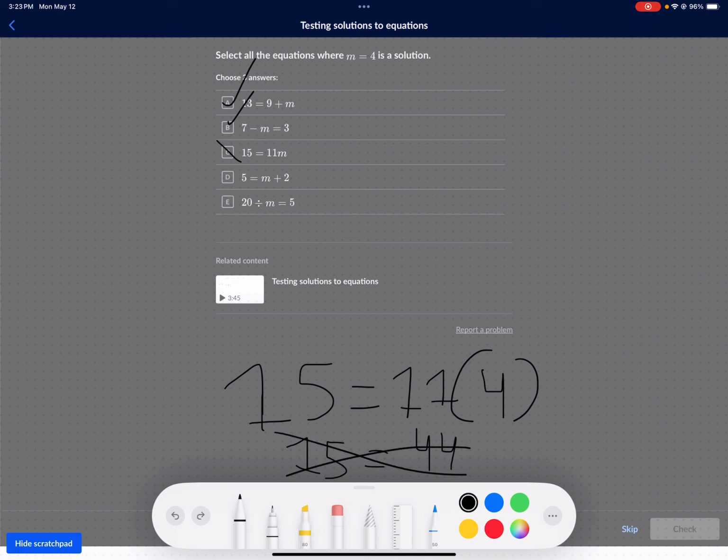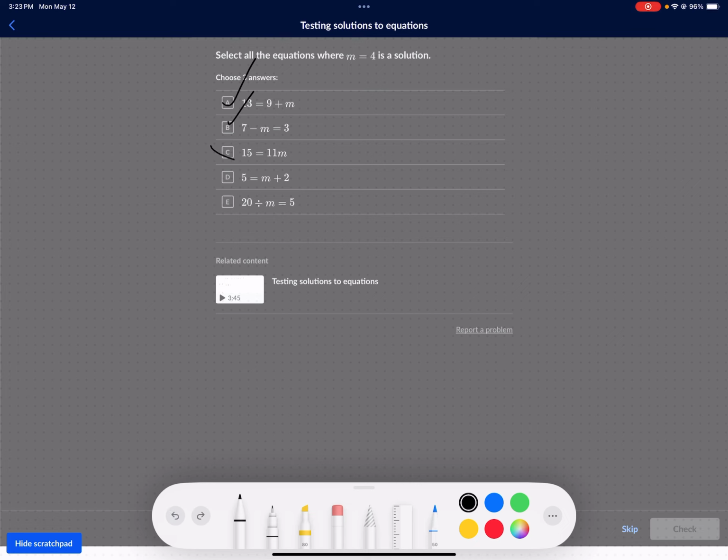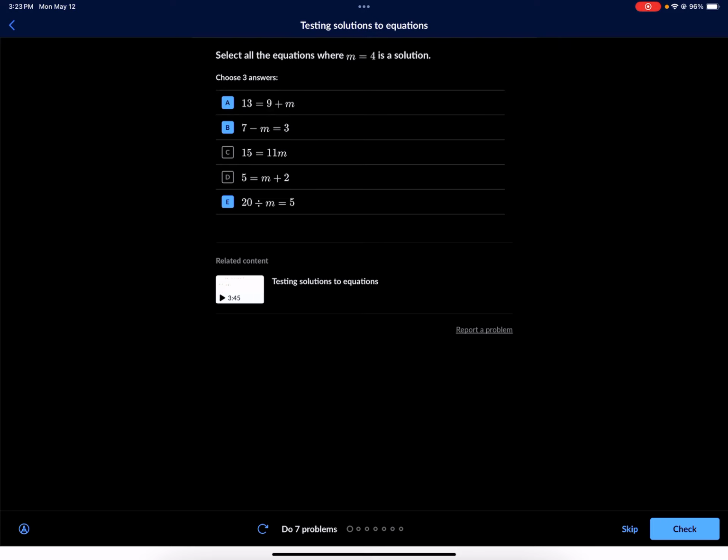So we cross out C, and now we have 5 equals m plus 2, so 4 plus 2. Is this correct? No, because 4 plus 2 is 6, so it's not this either. So E is our answer because 20 divided by 4 is 5. So the answers here are A, B, and E.